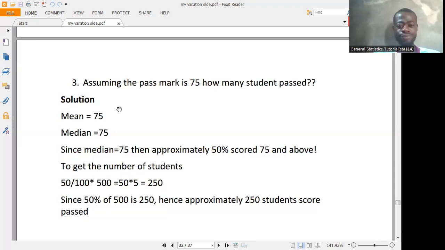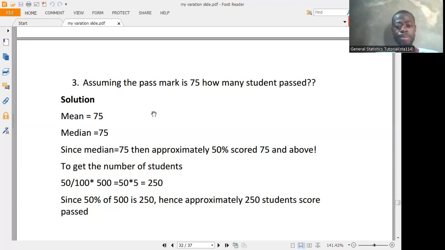The mean is 75, and the question says this is normally distributed. And when the data is normally distributed, remember one of the properties is that the mean, median, and mode are always the same or approximately equal. In that case, if my mean is 75, definitely my median also will be 75. How interesting. If you understand the interpretation of the median, when you say the median is 75, you are telling us indirectly that about 50% of the data are above that, and about 50% of your data are below that.